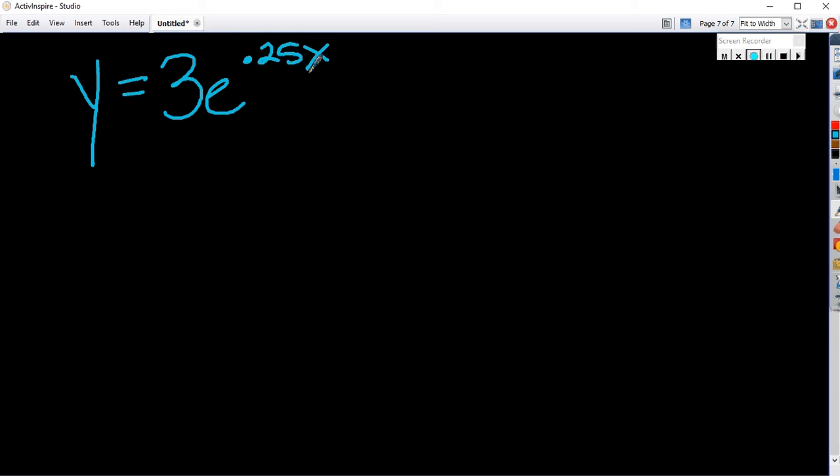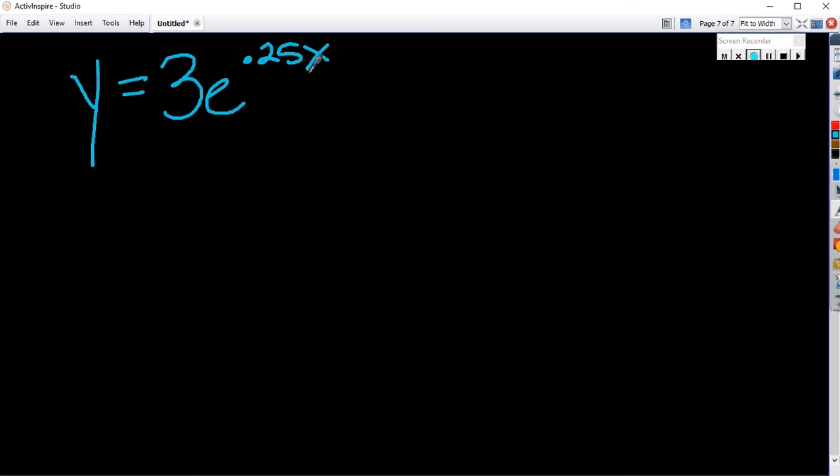So here's what I want to do. I'm going to graph this one just like I graphed yesterday's growth and decay. Before I do, let's talk about a couple things. Is it growth or is it decay? Growth. Why? That exponent's positive, right? Which means this is going to be bigger than 1.